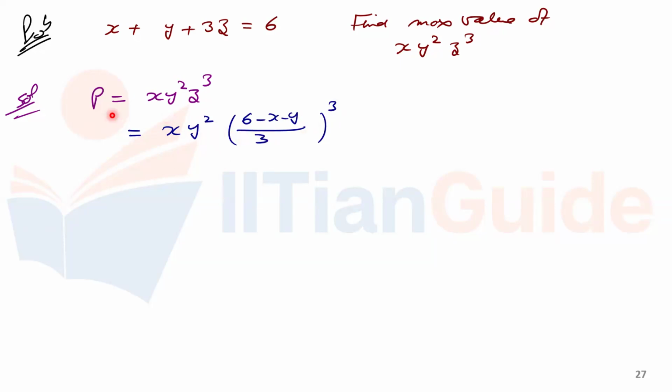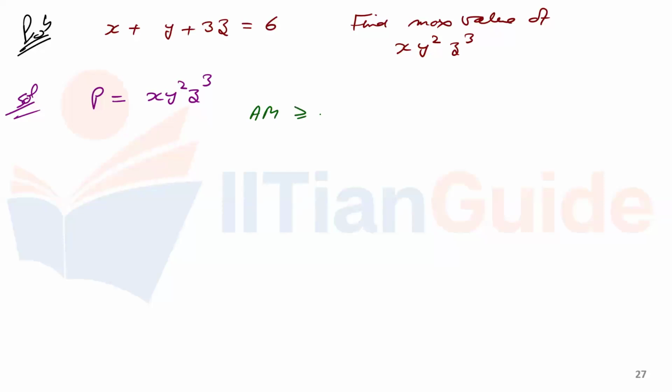We cannot differentiate unless we get a single variable, and I cannot proceed now. So calculus, the maximum-minimum method, is a failure. I cannot do this question with the help of calculus. The only option left is the arithmetic mean-geometric mean. Now I am going to do it with the arithmetic mean-geometric mean.